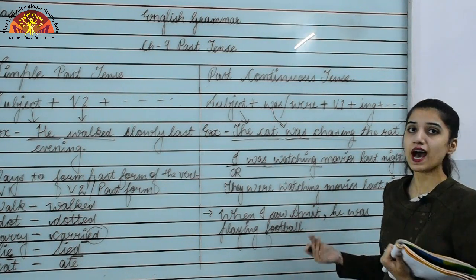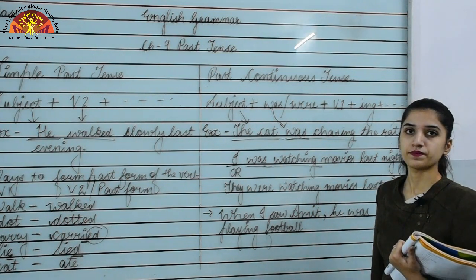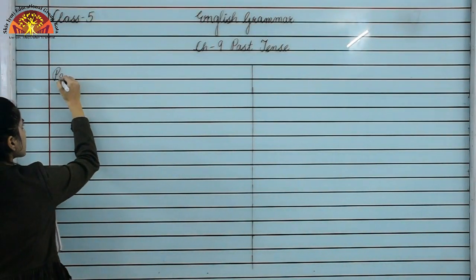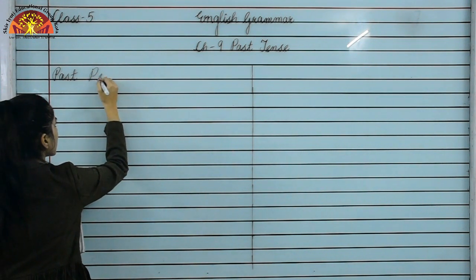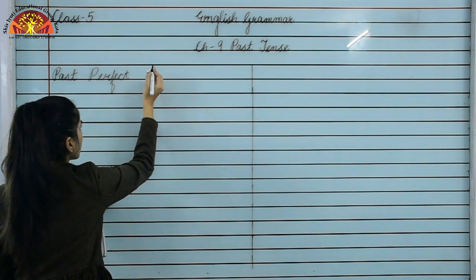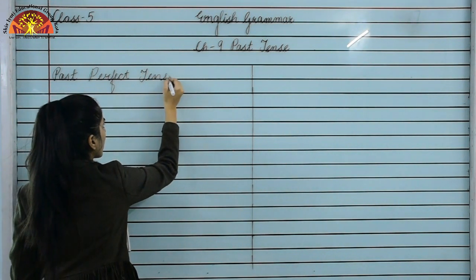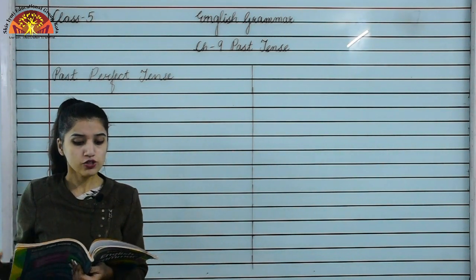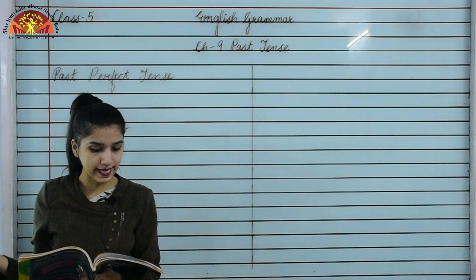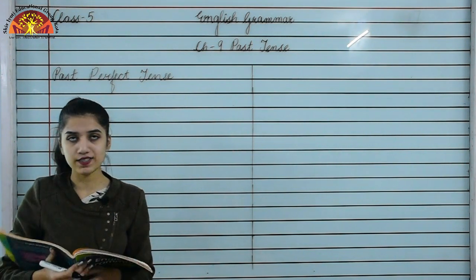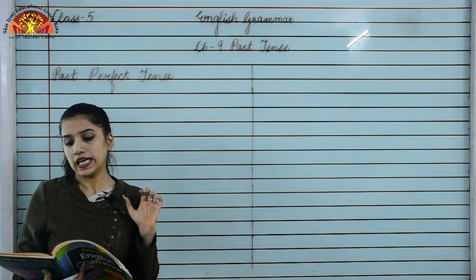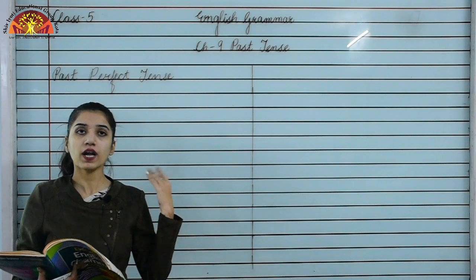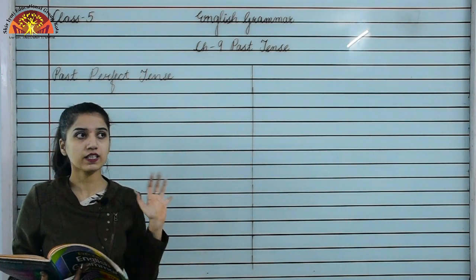Now we will be seeing the past perfect tense. So now we will be doing the past perfect tense. We use the past perfect tense to talk about a past action that took place before another past action. So it is used to make it clear that one event or one action has happened before another action took place.